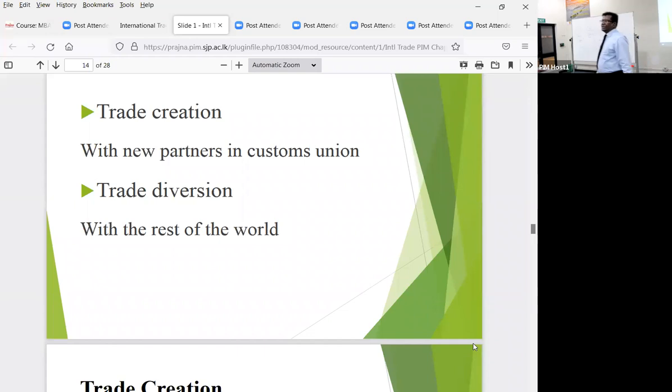What is trade creation? The creation is with new partners in the customs union. New partners mean you are going with new partners, like shifting from here to here. Then trade diversion is with the rest of the world, right? So you are diverting from the rest of the world, from China to India, right? So the next one is trade creation, trade diversion.